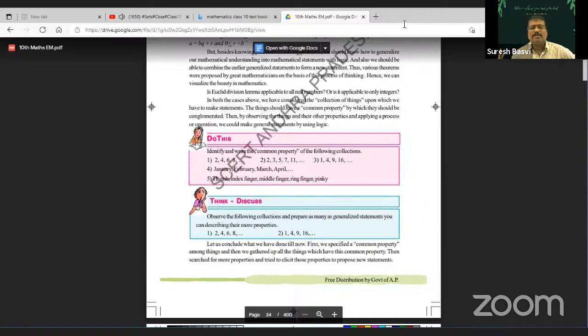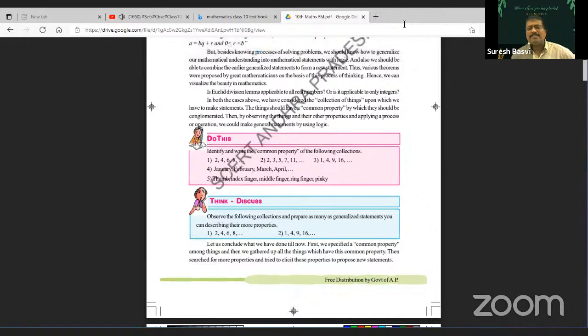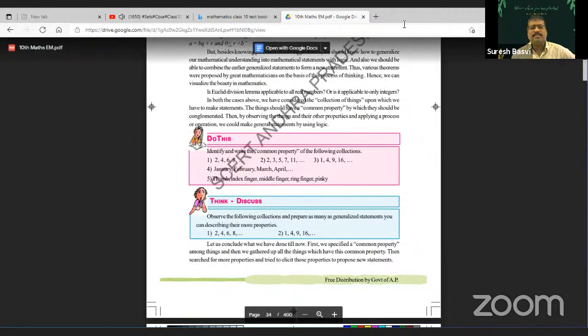Observe the following collections and prepare as many generalized statements as you can describing their properties.